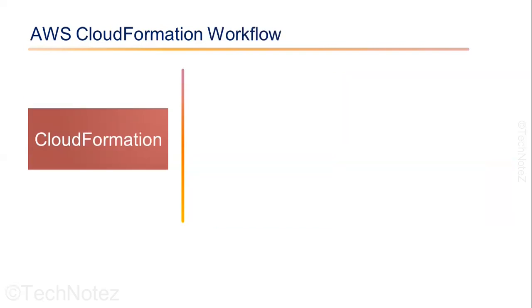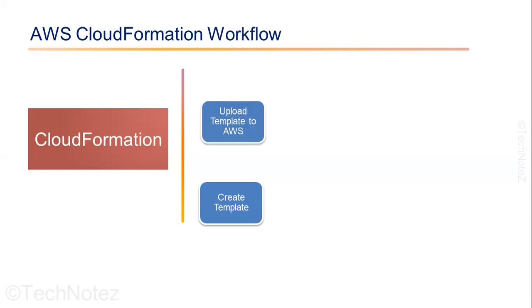The CloudFormation workflow consists of the following core steps. Creating a CloudFormation template. First, you need to define the resources that you want to create on AWS in a template file. Create a JSON or YAML file that describes the AWS resources you want to create, modify, or delete. You can either write the template from scratch or use an existing template as a starting point. Uploading the template to AWS.